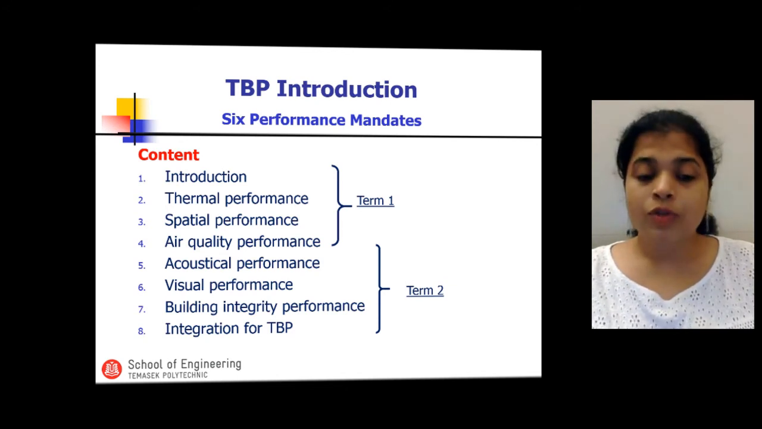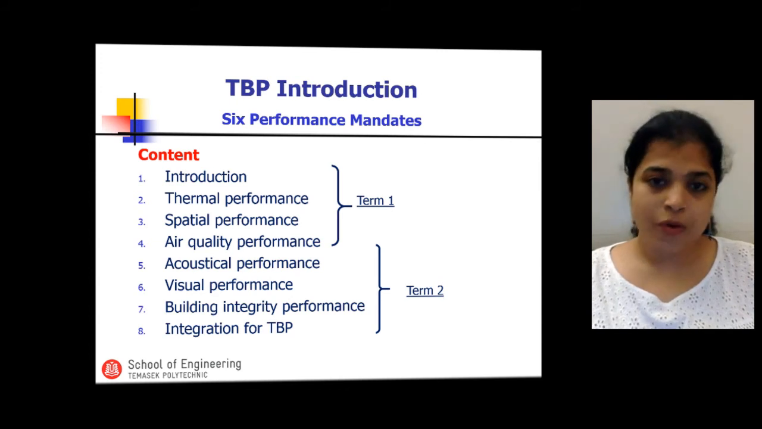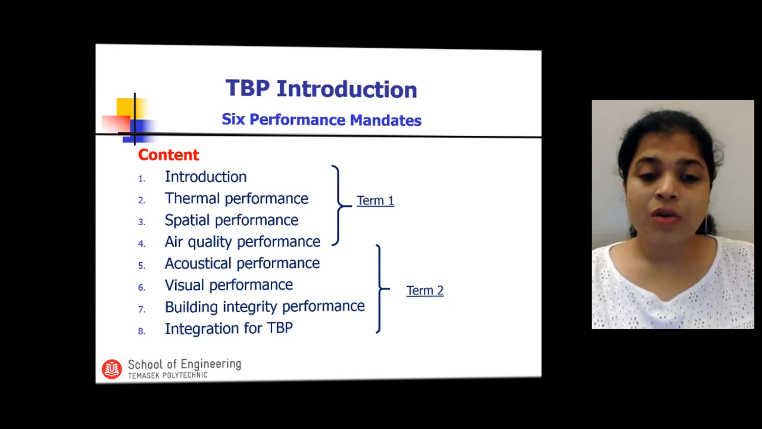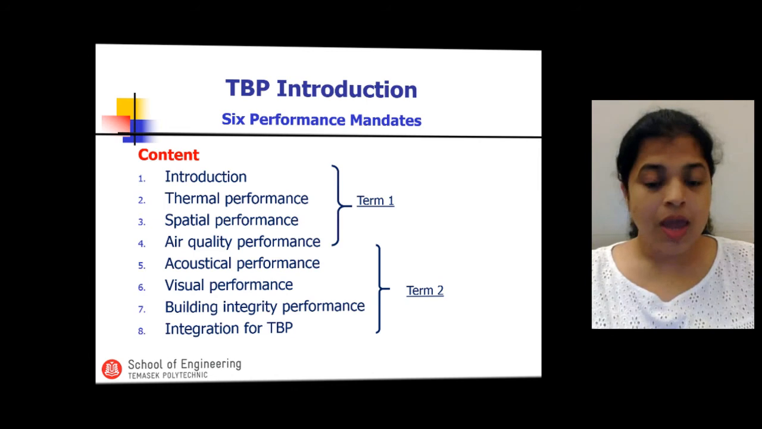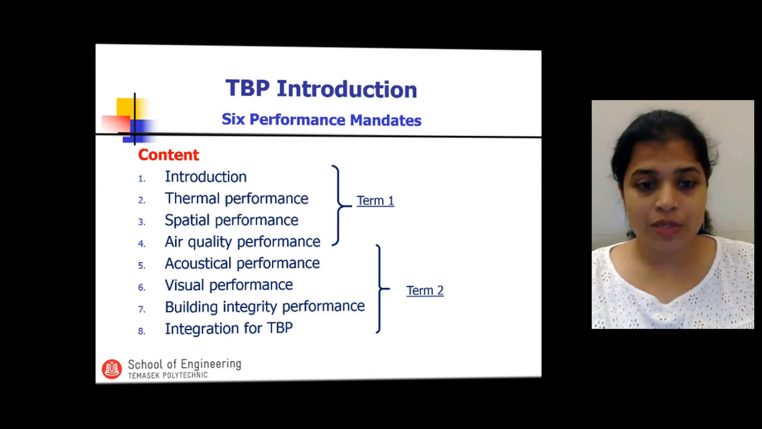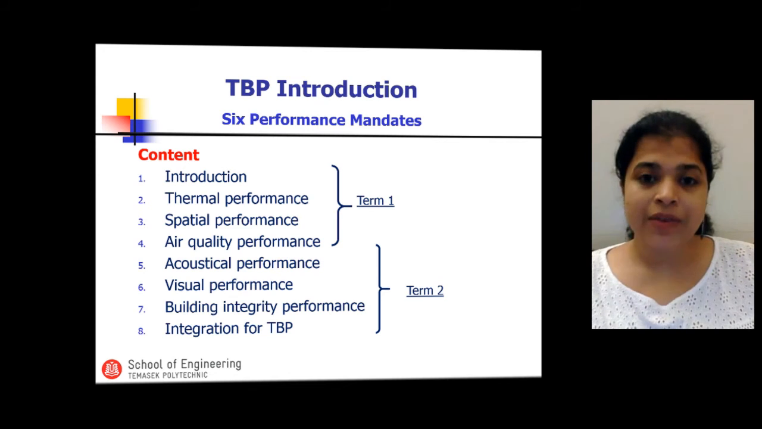So, from topic 2 to 7, we would be studying these 6 performance mandates. So, one topic for each performance criteria, for each performance mandate, right? So, we would be studying thermal performance, spatial performance, air quality performance, acoustical performance, visual performance, and the building integrity performance. Now, what exactly this means and how it affects the building design, we would study in detail for each chapter.